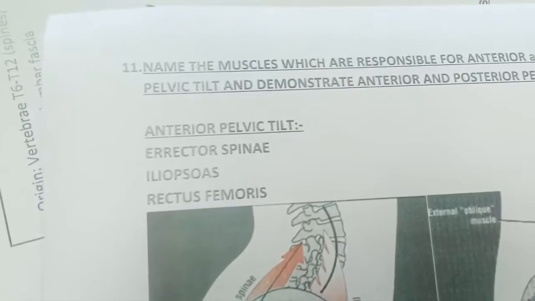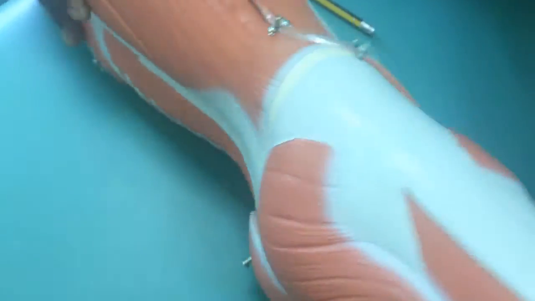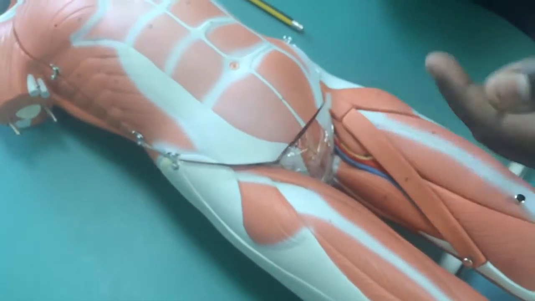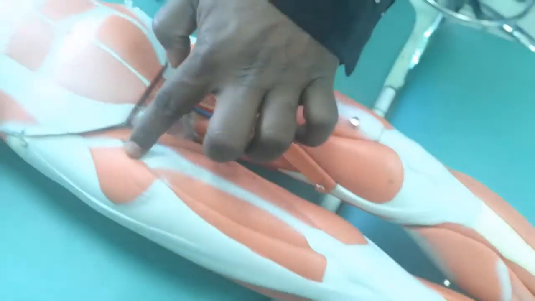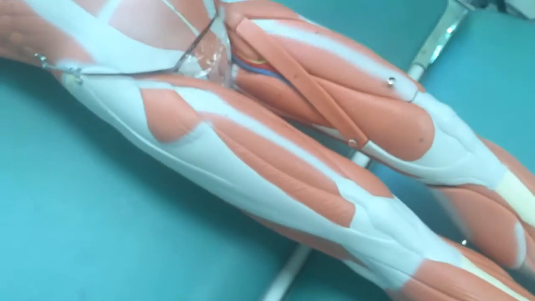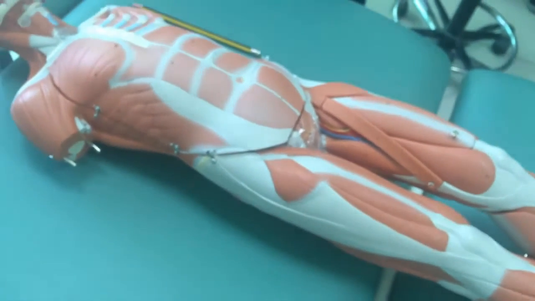Anterior pelvic tilt. The muscles of anterior pelvic tilt: erector spinae, iliopsoas, a deep muscle inside, and rectus femoris. This muscle, the rectus femoris, erector spinae, and iliopsoas will do anterior pelvic tilt.